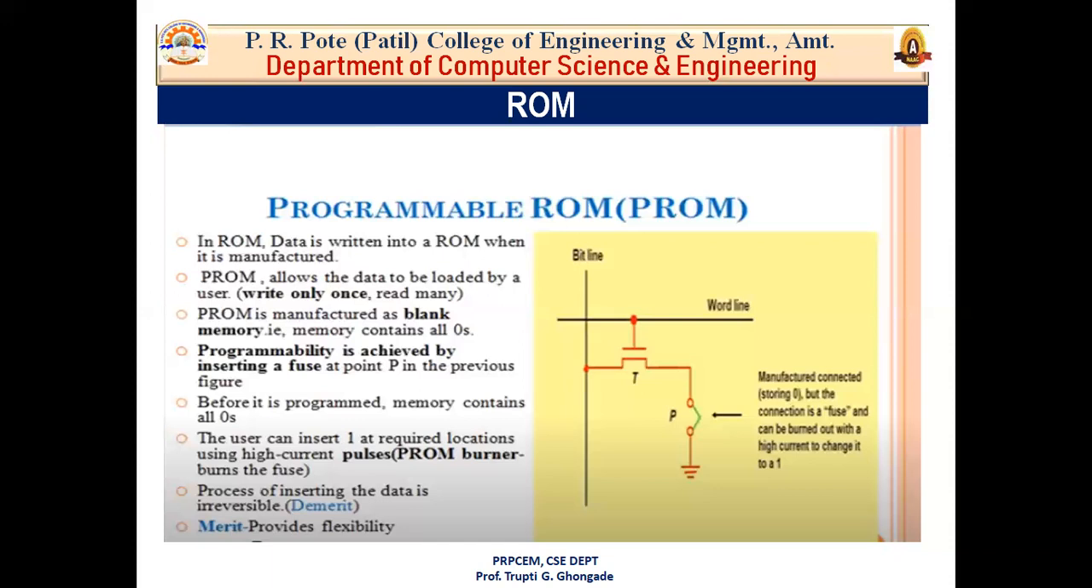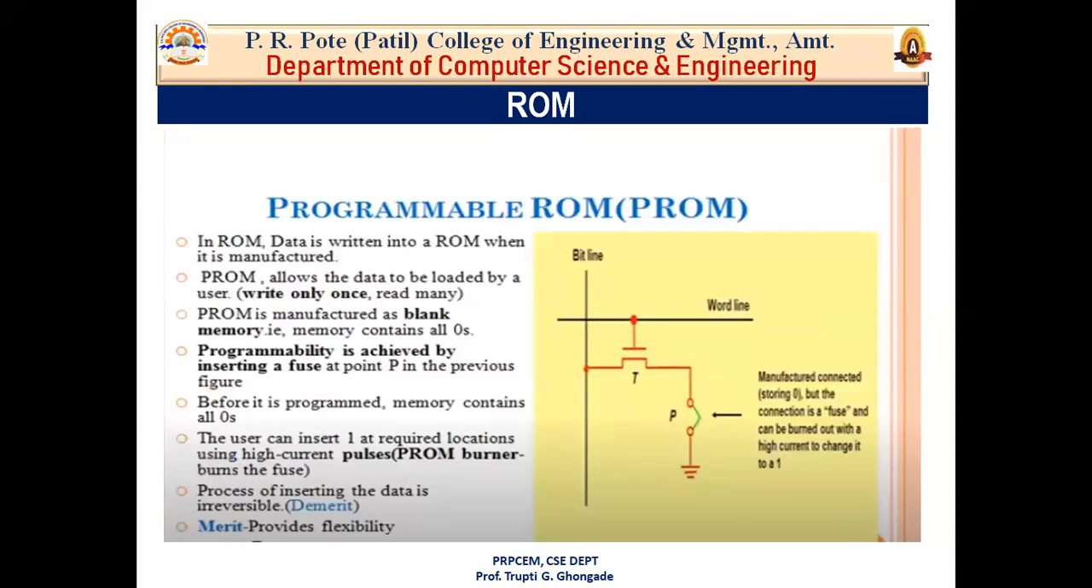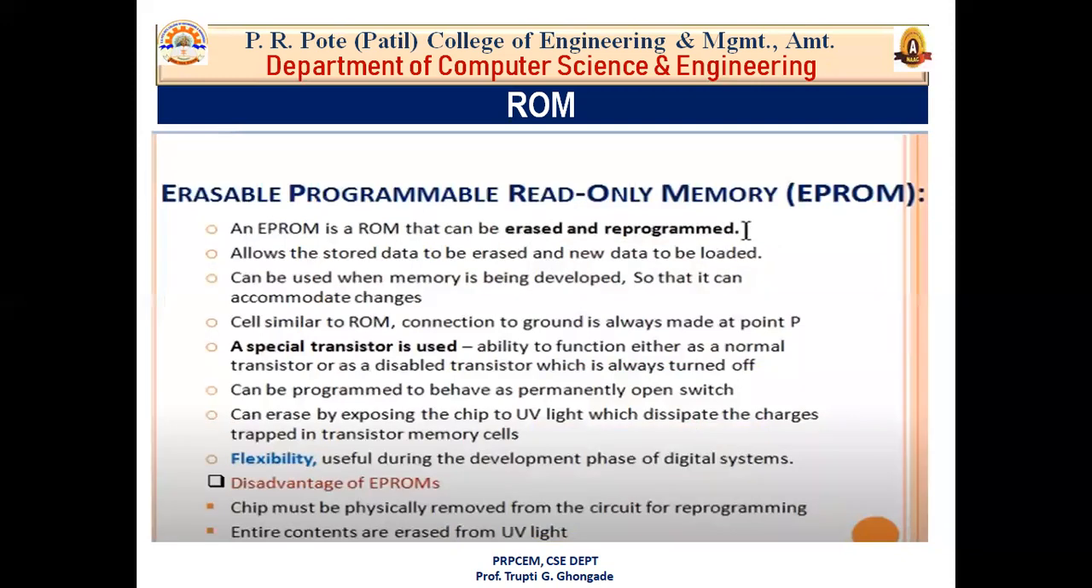Then what is the difference between normal read-only memory and programmable read-only memory? In normal ROM, the data is written when it is manufactured. In PROM, it is manufactured as a blank memory and the data is to be loaded by the user, but it can be loaded only once. Then next is erasable programmable read-only memory.